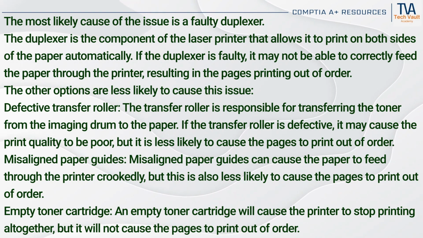The other options are less likely to cause this issue. Defective transfer roller. The transfer roller is responsible for transferring the toner from the imaging drum to the paper. If the transfer roller is defective, it may cause the print quality to be poor, but it is less likely to cause the pages to print out of order. Misaligned paper guides. Misaligned paper guides can cause the paper to feed through the printer crookedly, but this is also less likely to cause the pages to print out of order. Empty toner cartridge. An empty toner cartridge will cause the printer to stop printing altogether, but it will not cause the pages to print out of order.